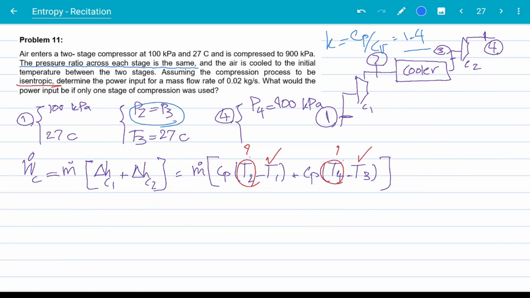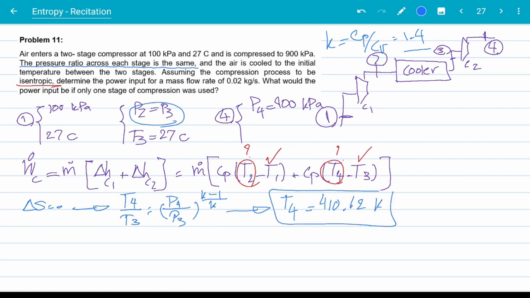Now for the second stage of the compression, again, delta S is going to be zero. I can use the same equation that I had for the first stage. T4 over T3 is P4 over P3 to the power of (K minus 1) over K. So T4 is going to be, again, 410.62 Kelvin. Now I have both T2 and T4. I can plug everything back into my purple equation and calculate the power input.